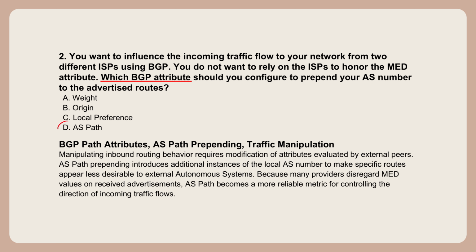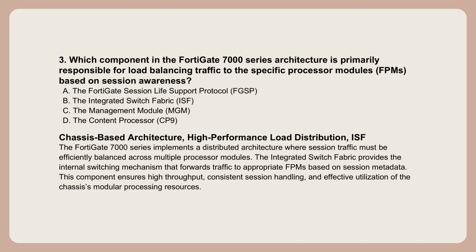Okay, so we've established how critical that external synchronization and path metrics are. That's a great segue into chassis performance, because once that traffic hits your device, internal consistency is just as important. Let's look at the architecture of, say, a high-end FortiGate 7000 series. Right, the 7000 series is a multi-module chassis, which means traffic has to be distributed intelligently across several different processing units. We call them FPMs, or FortiGate processor modules. And the component that does all this high-speed internal steering is the integrated switch fabric, the ISF.